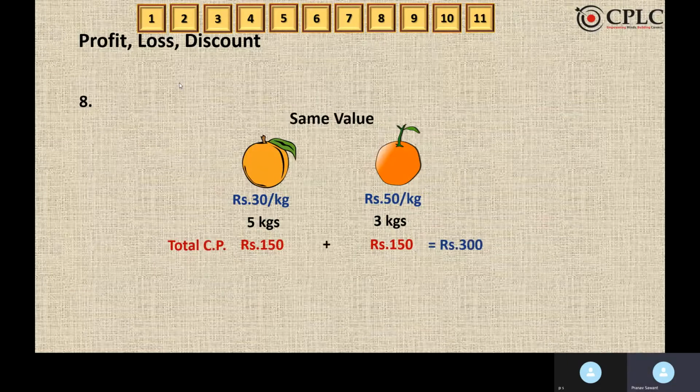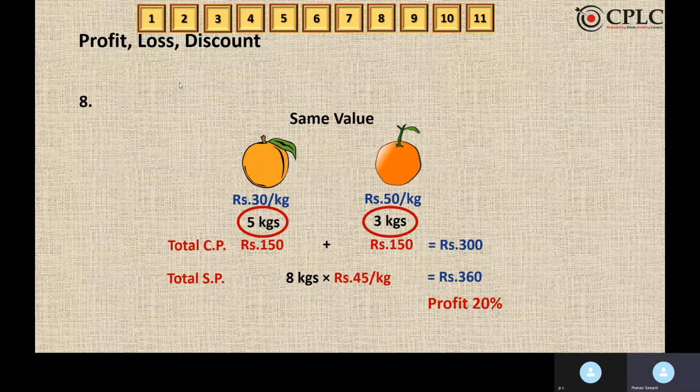So in total we have 8 kgs. Cost price is 300. Selling price is 8 into 45, as it's 45 rupees per kg. So that is 360. We are gaining a profit of 60 rupees. By applying the profit percent formula, that is 60 upon 300 into 100, we will get 20% profit. Moving to the next question.